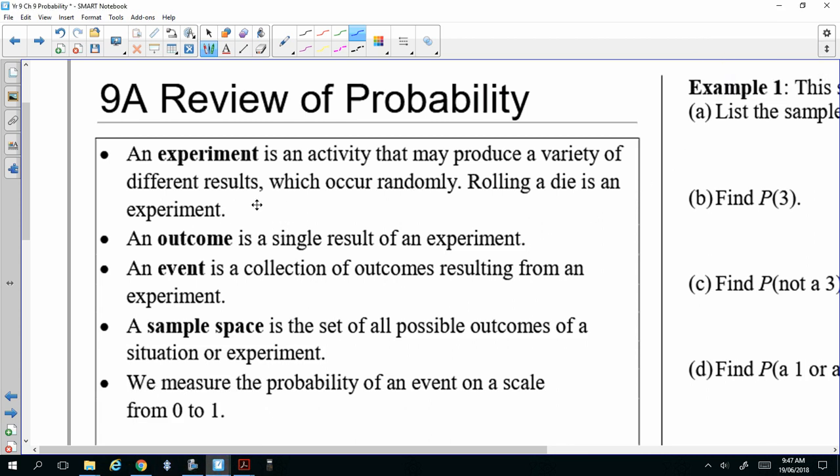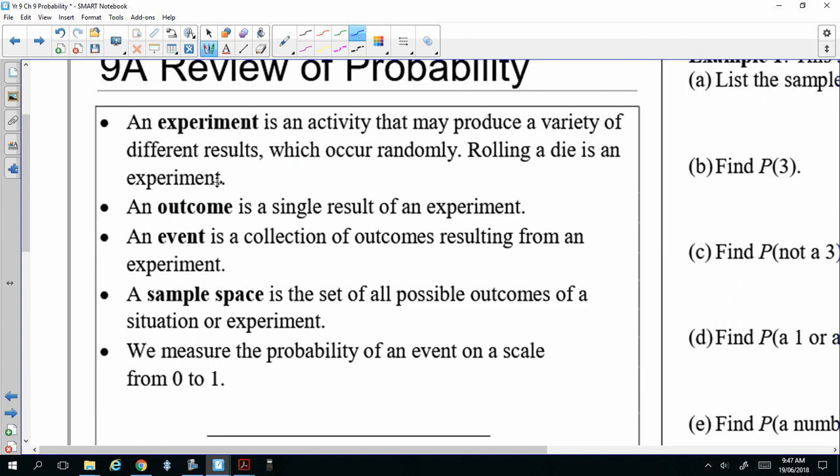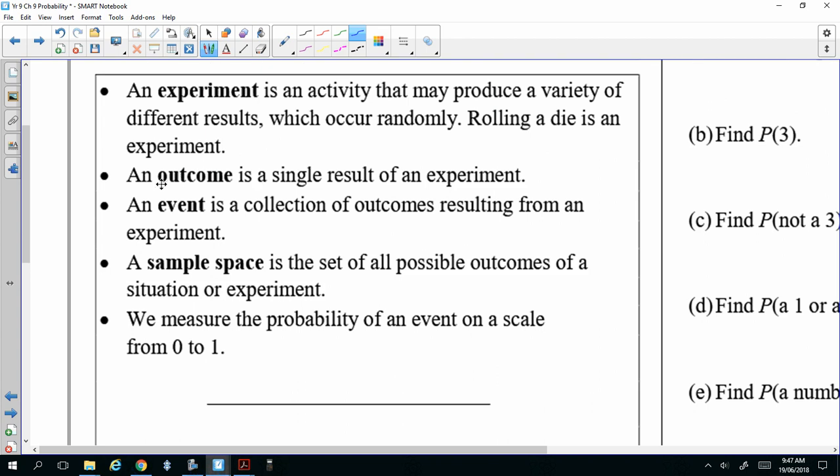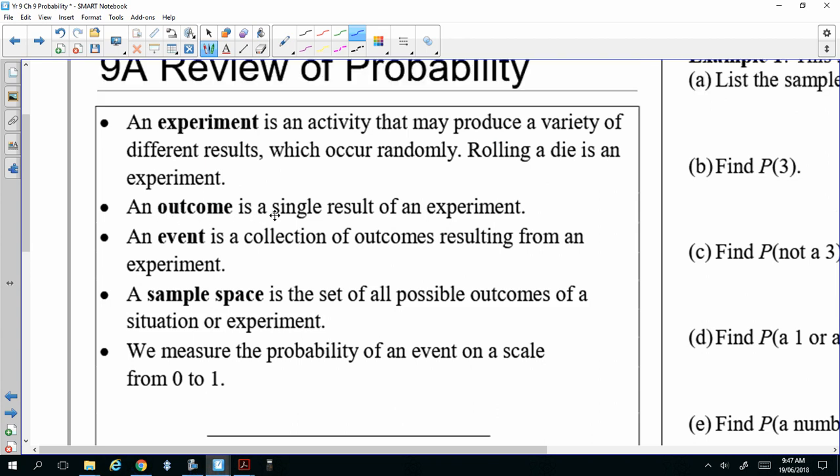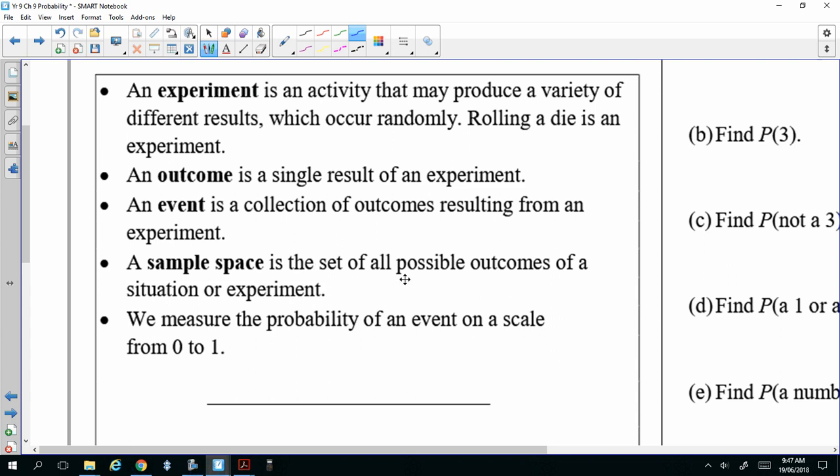In this topic, there's a lot of words you need to know. An experiment is an activity that may produce a variety of different results which occur randomly. Rolling a die is an experiment, where the outcome is not predictable. An outcome is a single result of an experiment. An event is a collection of outcomes resulting from an experiment. A sample space is the set of all possible outcomes of a situation or experiment.